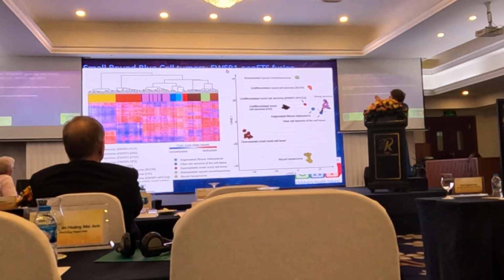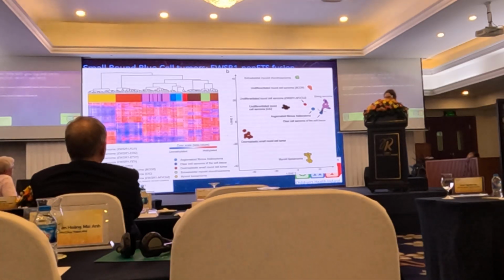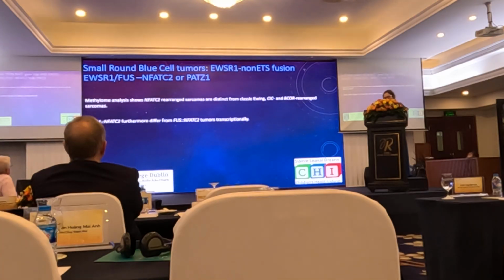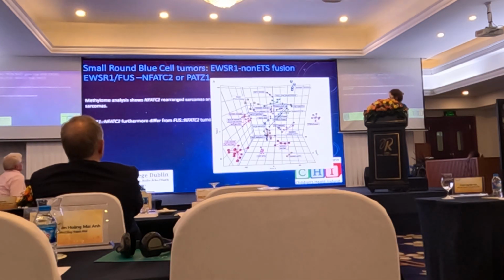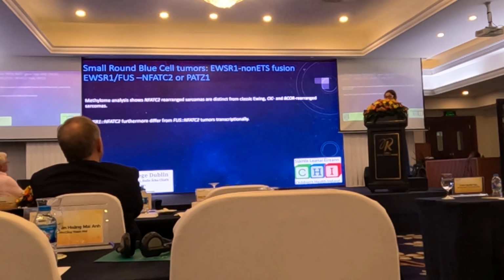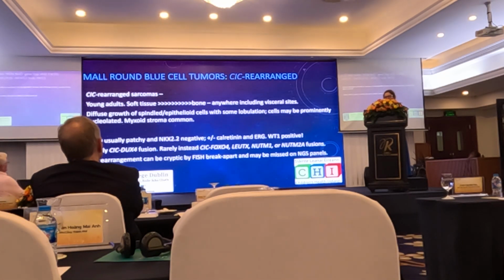You can see that there's clustering of the B-core tumors, the NFATC2 tumors, the Ewing sarcomas, and the CIC rearranged sarcomas separately from one another. And this is borne out also when we look at the transcriptome of these cells. They do not all cluster together. So they have a different transcriptional profile and different biological behavior as a result, including different chemo response.